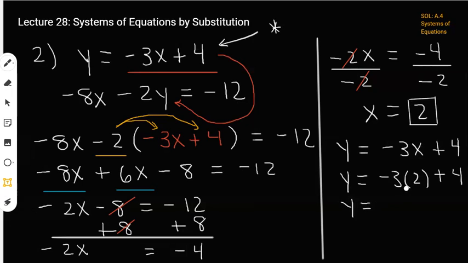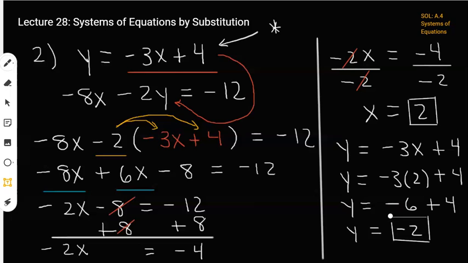I'm going to do the multiplication first right here. Negative 3 times 2 is negative 6. And if I add 4 to that, I'm going to get a negative 2. So y is equal to negative 2. And I put a box around that as well because it's my y value.